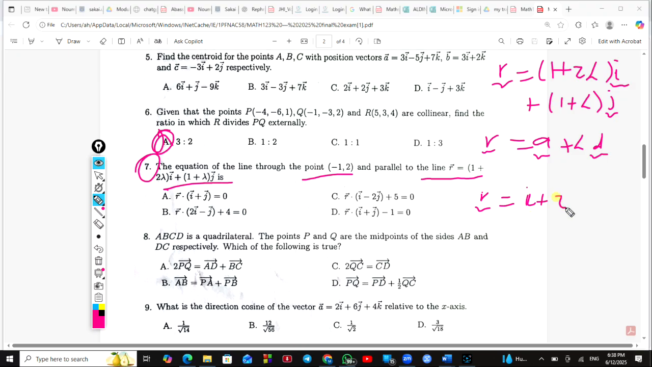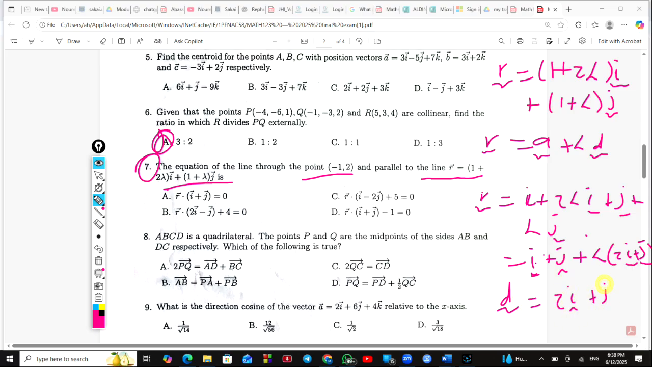I plus 2 lambda I plus j plus lambda j. So if we group this, we'll have I plus j plus lambda bracket open 2I plus j. So our d direction vector is what? 2I plus j, which means that the normal vector will be what? The normal vector will be I minus 2j.